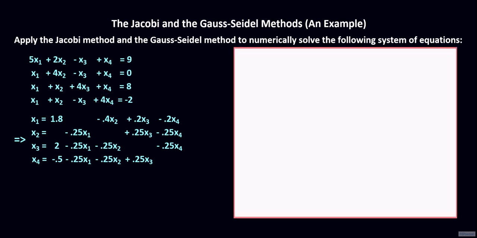We start with the Jacobi method on Mathematica. First, we choose the initial estimate, or the seed for the sequence of approximate solutions. Let's set x1 equal to 1.8, x2 equal to 0, x3 equal to 2, and x4 equal to minus 0.5.